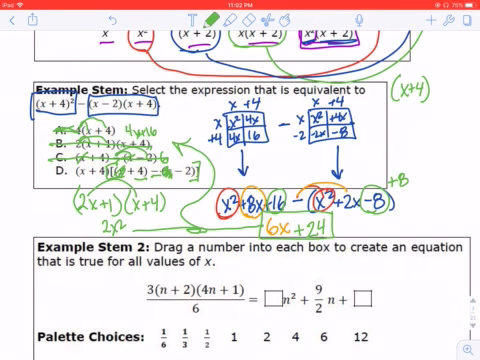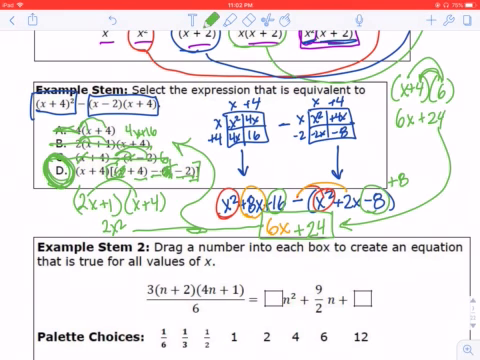And then I have 4 minus a negative 2, so that's like a plus sign. 4 plus 2 is 6. So that's times 6 like that. If I distribute these in, I get x times 6, which is 6x. 6 times 4 is 24. That's the same as what I started with. So D is my correct answer.